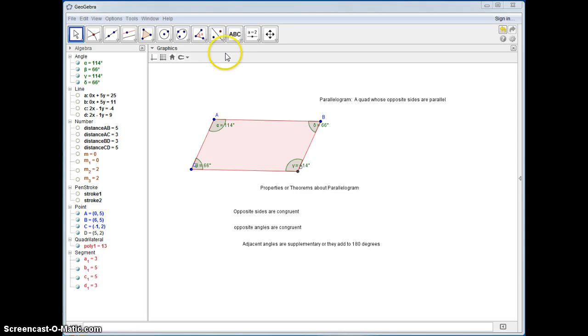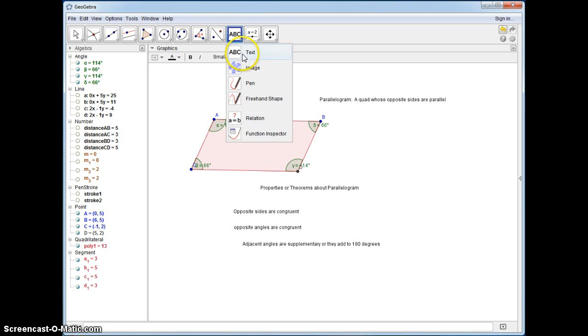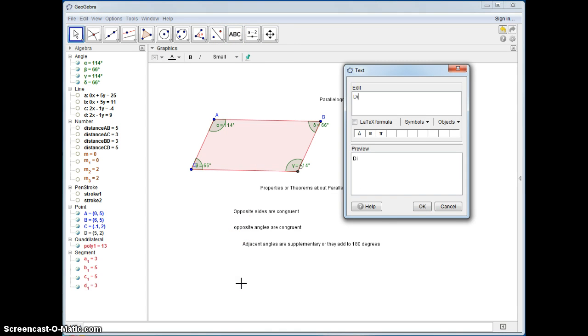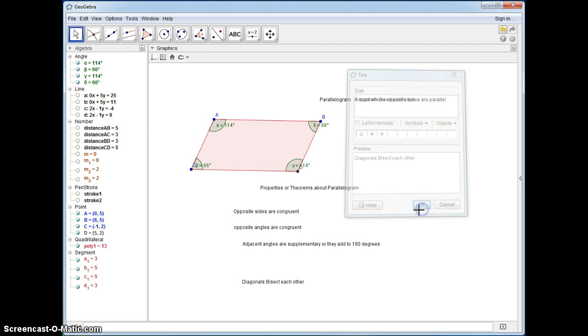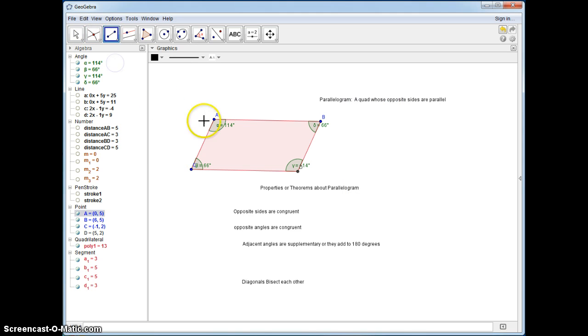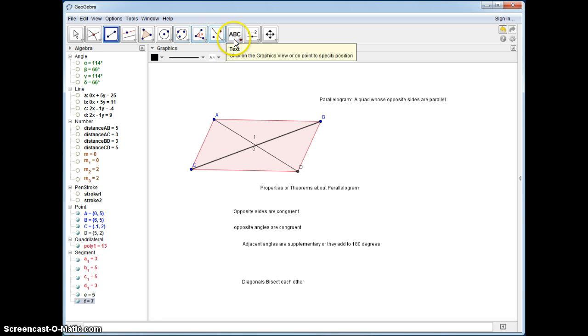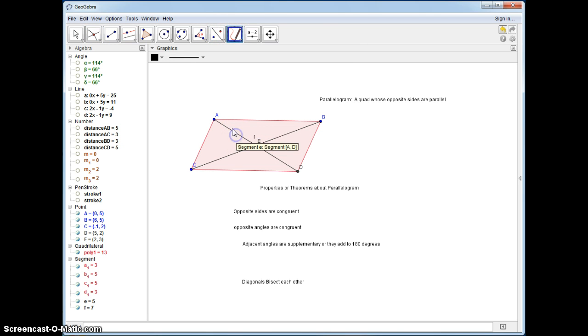The last property is about the diagonal. So let me write down this property. It's called the diagonals bisect each other. So what does that mean? Well, let's draw the diagonals using the segment tool. I'm just going to remove these angles so they're not in the way of what we're doing. And what this means is that the distance, oh, let me intersect these first. The distance from A to E is going to equal the distance from E to D, and this distance here is going to equal this distance here.